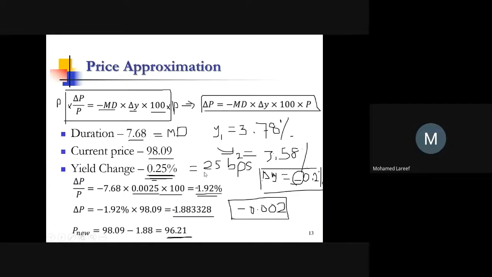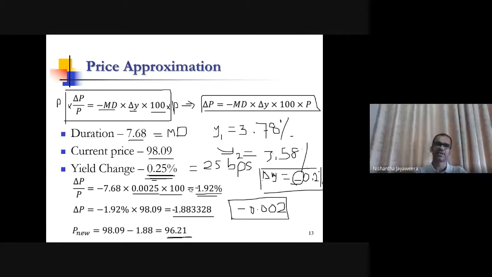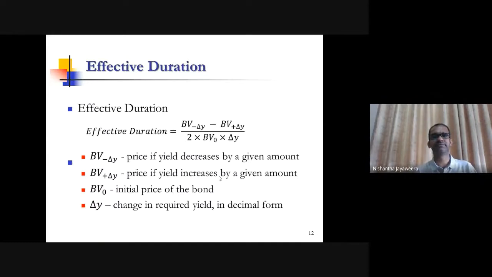Yes, sir. So as a percentage, price would change by 1.92. Whether it's positive or negative depends on the direction of the yield change. Anything else? If not, I'll go back one slide.